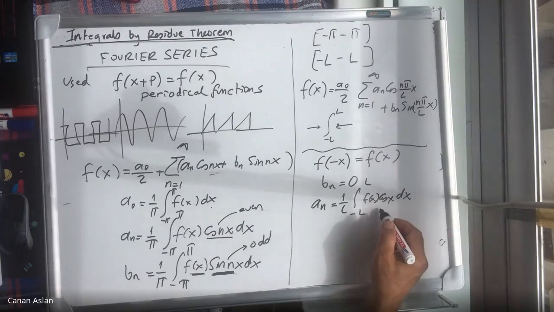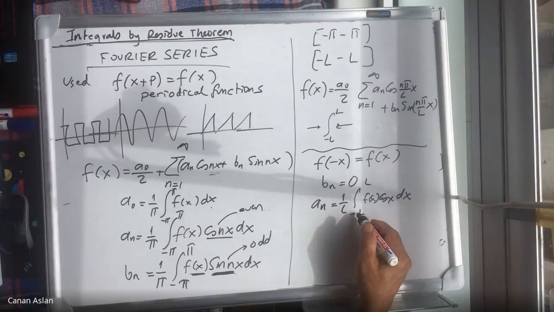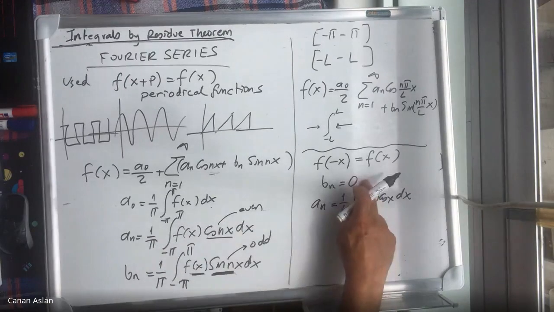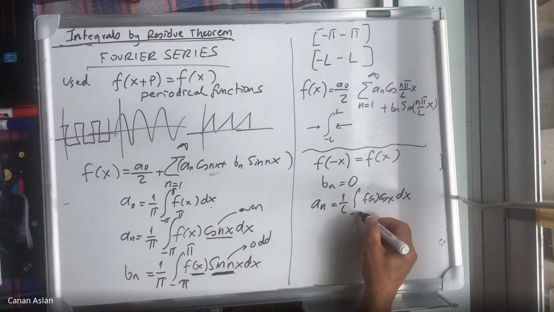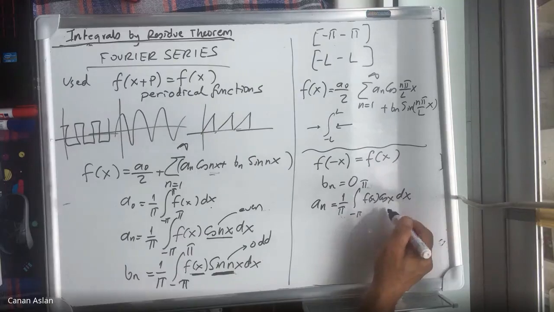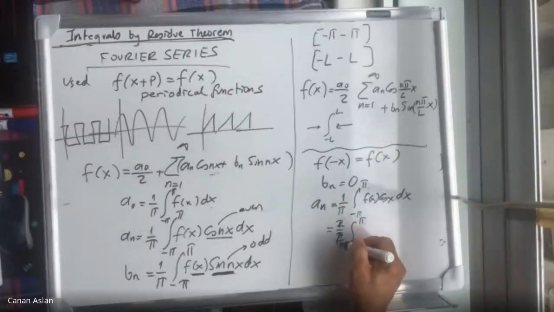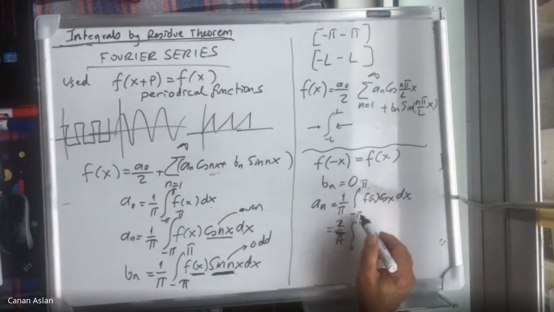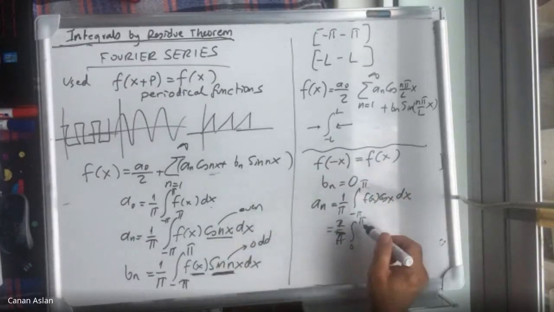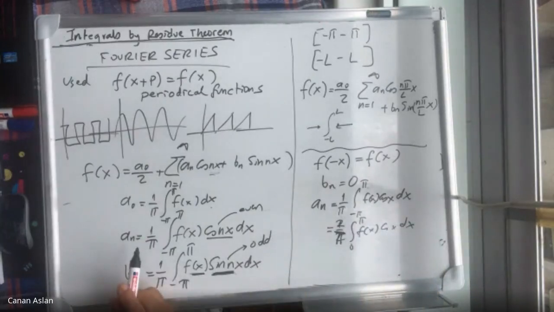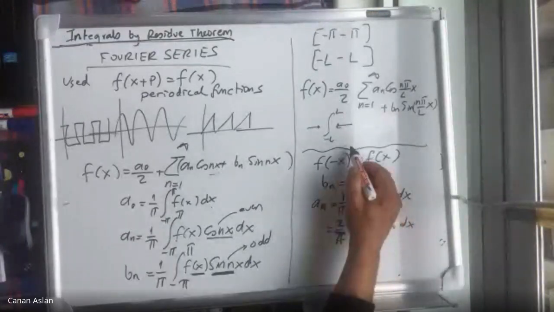But since we are using this form, not the L form, we write it as 1 over pi, integral from minus pi to pi of f of x cosine nx dx. And since this is symmetric, an even function, we can write it as 2 over pi times the integral from 0 to pi, because the integral from 0 to pi is just half of the integral from minus pi to pi, as we talked about earlier. So basically, we just get f of x cosine nx dx. This is for even functions.